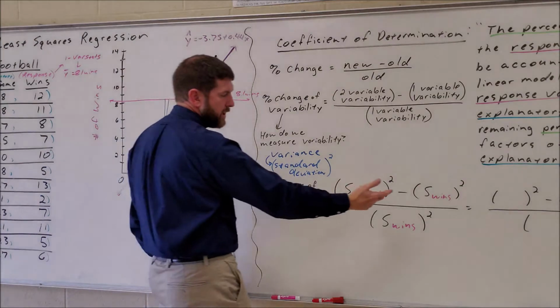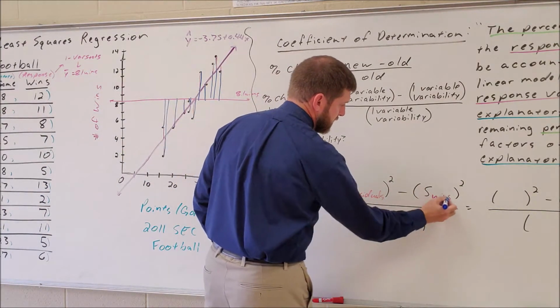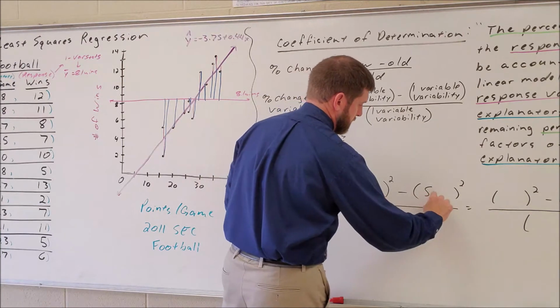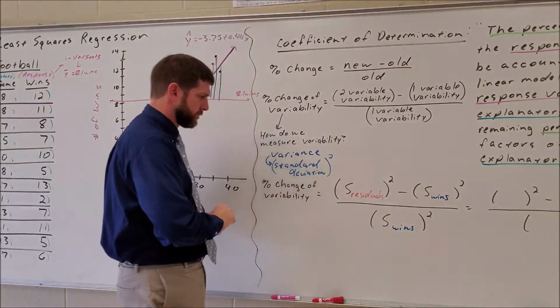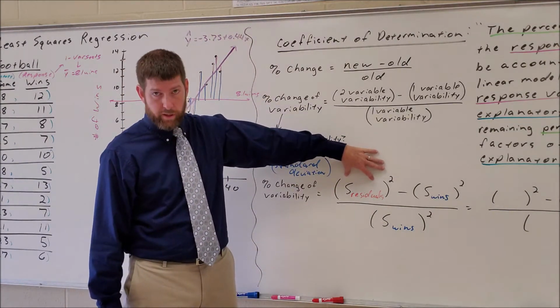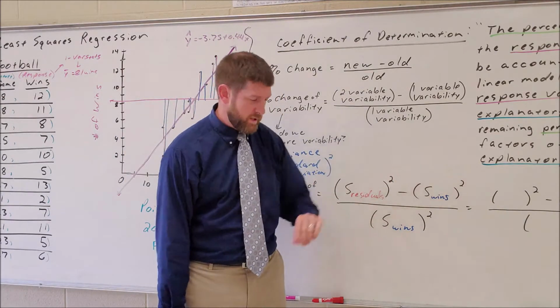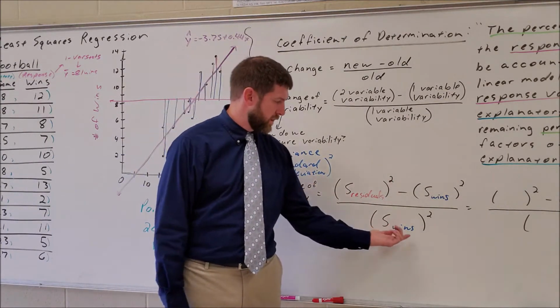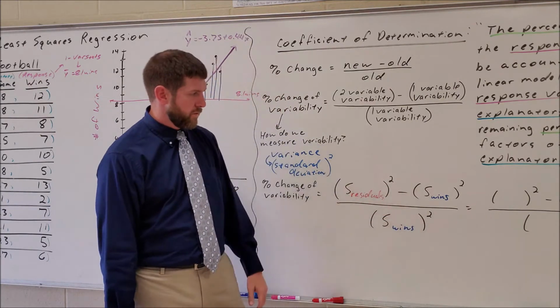So the standard deviation in the number of wins. I'll write that in blue. So 2 variables is the standard deviation of residuals minus 1 variable, the standard deviation of just knowing the wins, divided by the standard deviation of the number of wins. All that stuff squared out.